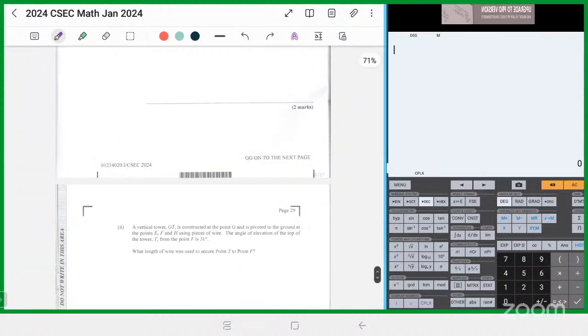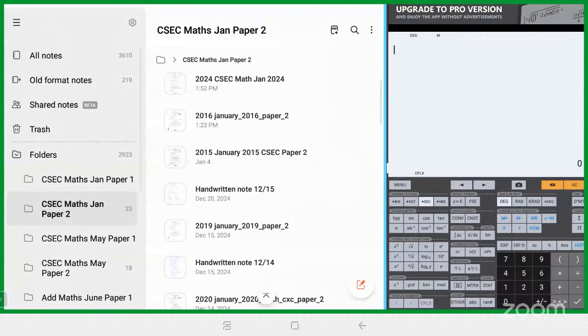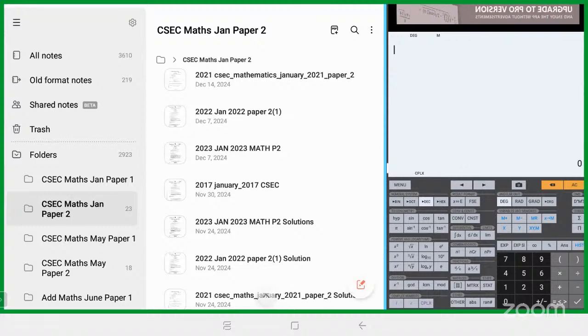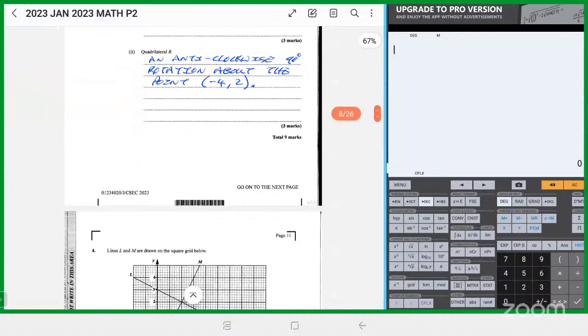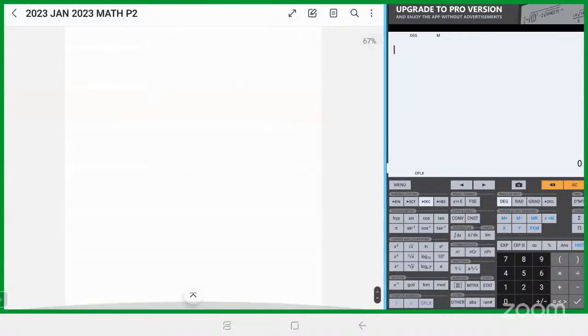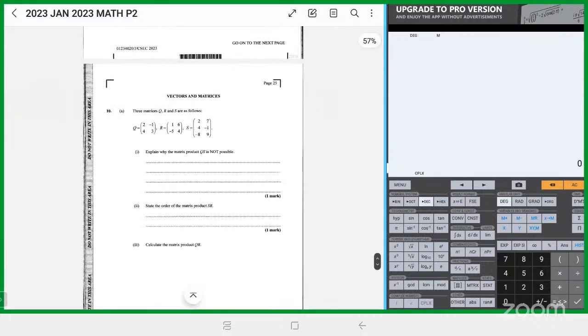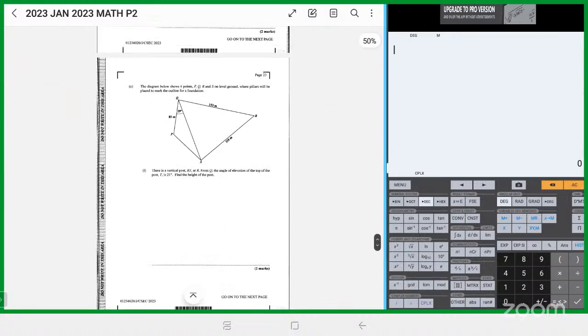Let's leave this one. All right, let's go to 2023. We'll come back to this question after we do the topic of elevation, which is tomorrow. All right, 2023 January. Let's see that one. Do this one now. Here we go.